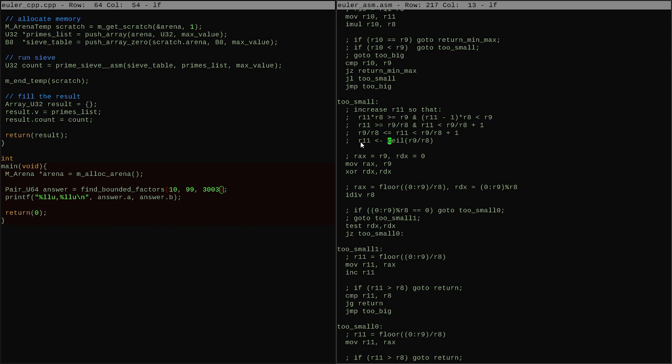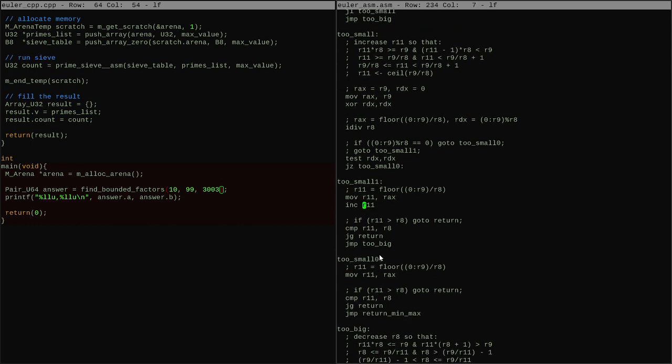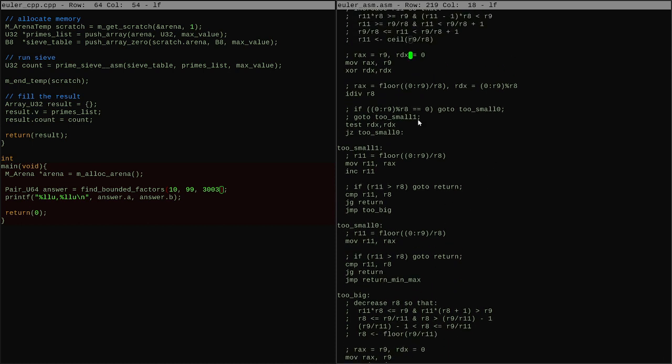when R11 jumped up, this inc here will have taken it past. Like, before it went to the inc, it was too small. The inc will make it too big. That inc is implementing the ceiling here. Otherwise, we would be getting a floor. And we only inc when we need to because we're testing the RDX.